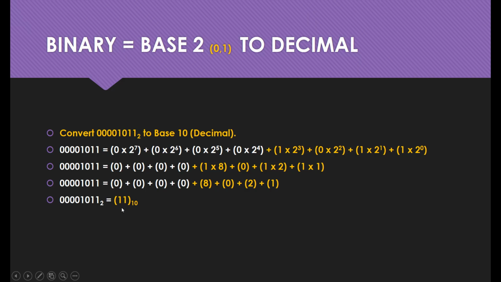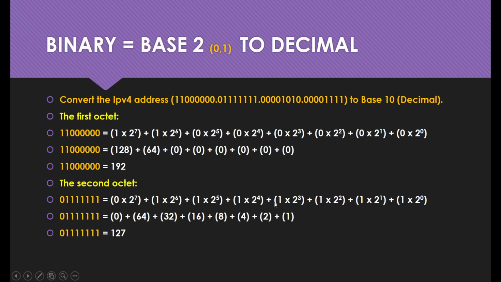So what this proves is that conversion of a binary number 00001011, which is in base 2, to a decimal in base 10 will give us 11. So let's try another example. This time we're going to convert an IP version 4 address, which we've been given as 11000000.10101000.00001111, to base 10 decimal.